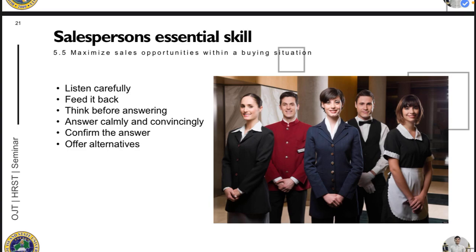And the third one, think before answering. Make sure your solution is feasible and will meet the client's need. Do not answer in a rush. If we answer in a rush, it may have a negative result. So think before answering. And then the fourth one, answer calmly and convincingly. Relax. Don't get annoyed, impatient, or emotional. Dapat kalmado ta mustod niya.